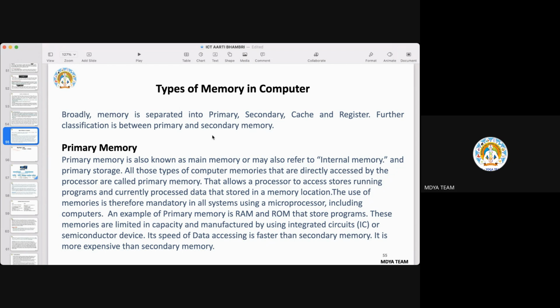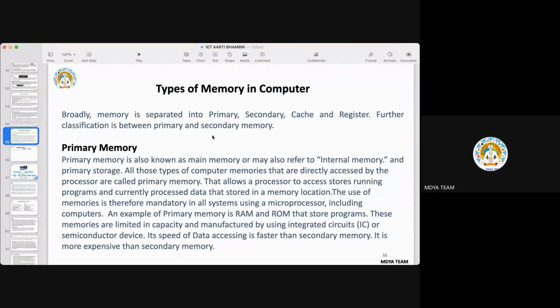It's one way to understand what the register means, because here you will not find this term register like memory. You can find it various times. So primary memory is main memory, or you can say the internal memory, where the primary storage is done, and all the types of computer memories that are directly accessed by the processor are called the primary memory.